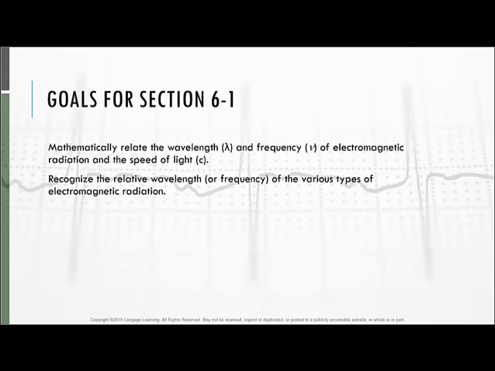Goals for this section: we're going to mathematically relate the wavelength and frequency of electromagnetic radiation and the speed of light, and recognize the relative wavelength or frequency of the various types of electromagnetic radiation.